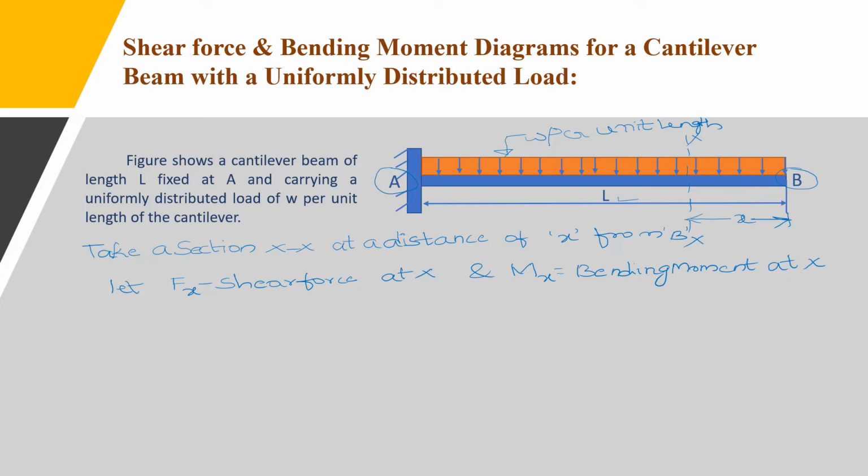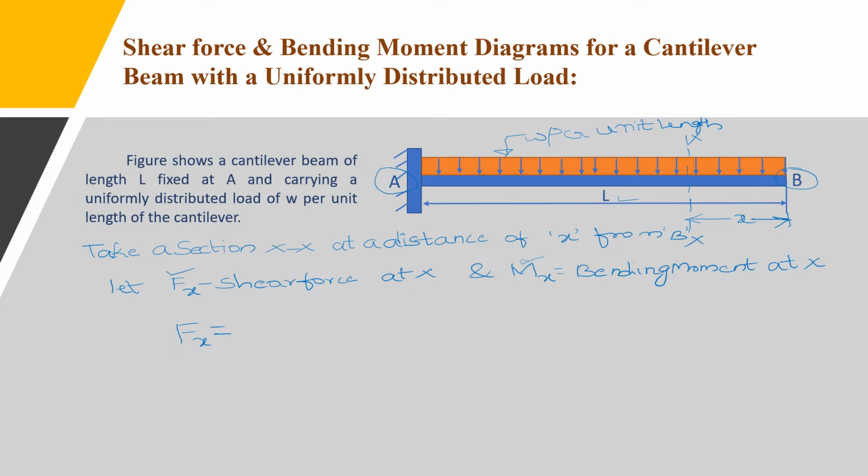We know that the shear force is represented with F and the bending moment is represented with M. So here we have to calculate the shear force at section XX. The shear force at section XX can be written as F suffix X. Similarly, the bending moment at section XX is M suffix X. So first calculate Fx, the shear force at section XX. For this, we have to consider the right side of this section XX. We have considered the right portion of the section.